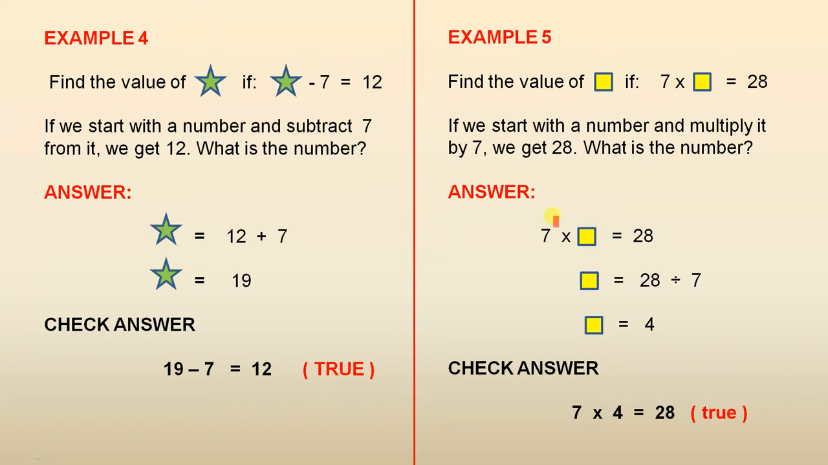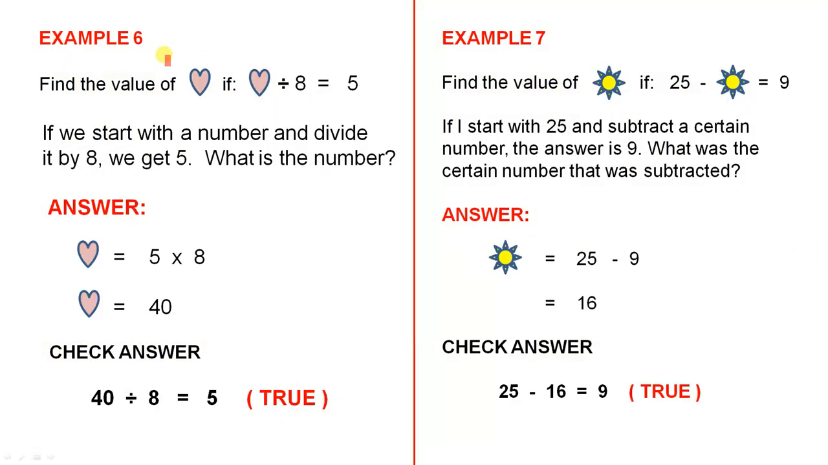What is the number? So 7 times the square equals 28, so the square must be 28 divided by 7, so the square must be 4. Let's check the answer. 7 times 4 equals 28, and that's true. So you know that from your times tables.